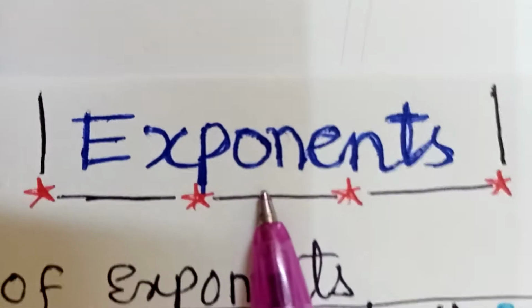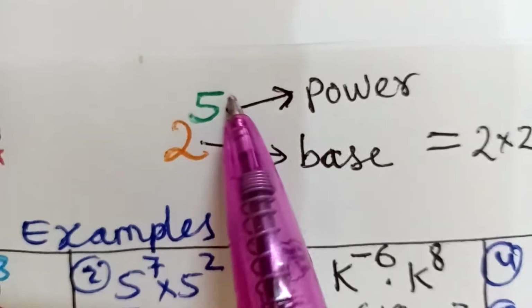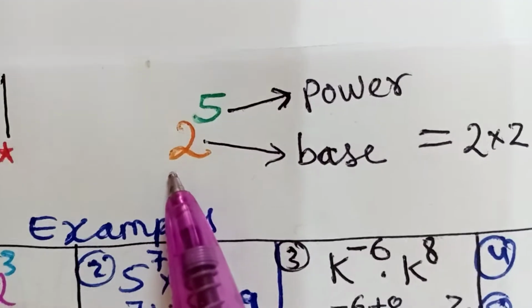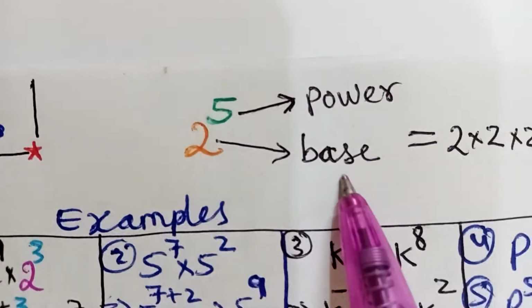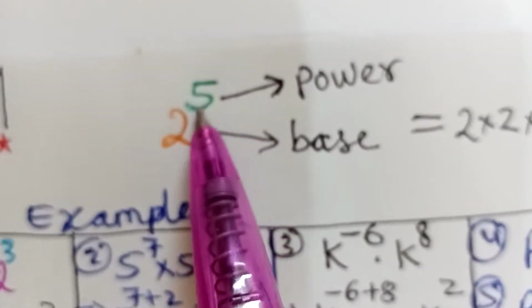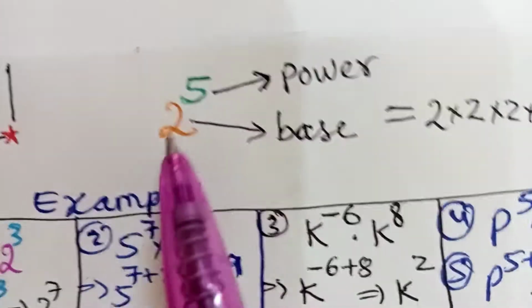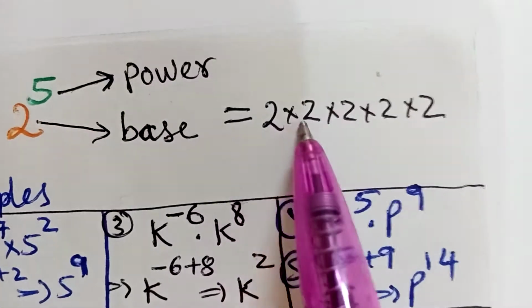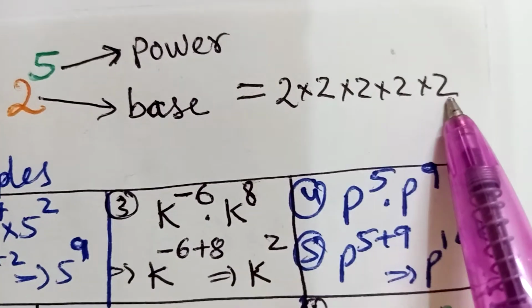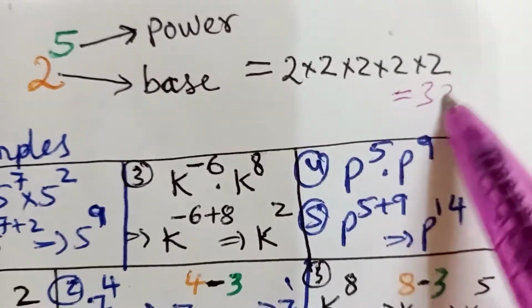Okay, exponents. Let us begin. See, 2 to the power of 5. If any number is in this form, then the number down here, 2, is called the base, and the number above it is called the power. Base, power. So 2 to the power of 5 means 2 multiplied 5 times: 2 into 2 into 2 into 2 into 2. 2 times 2 is 4, 4 times 2 is 8, 8 times 2 is 16, 16 times 2 is 32.